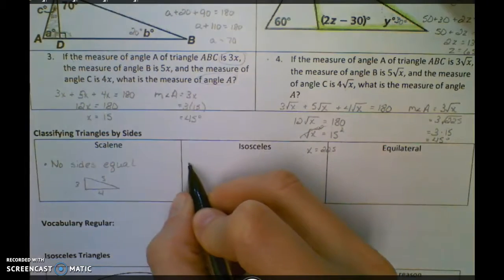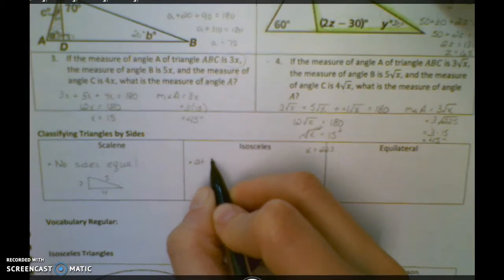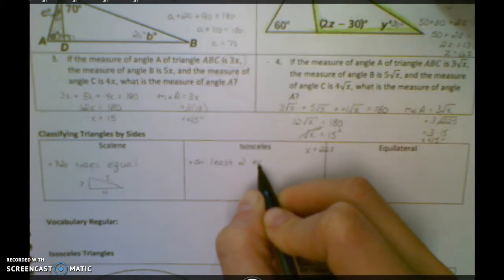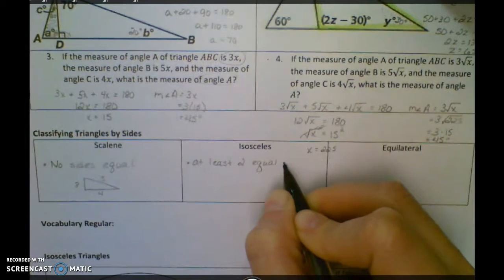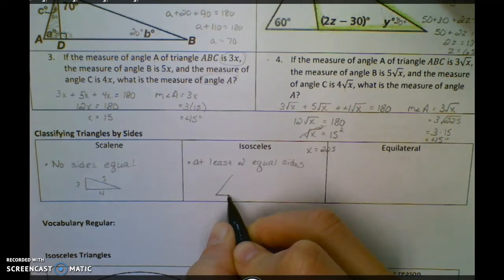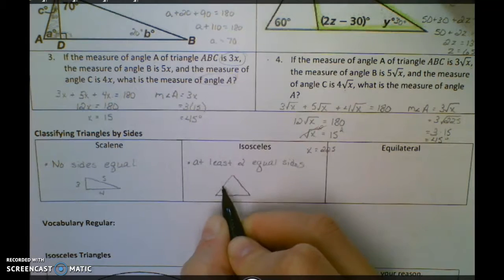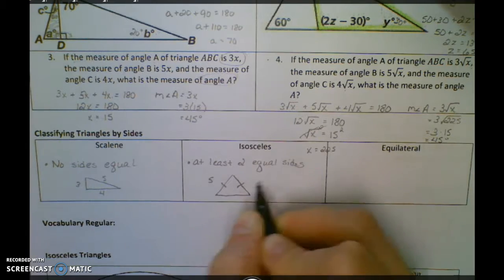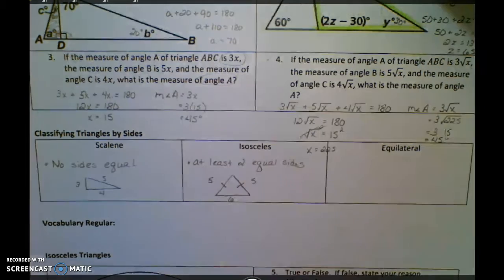An isosceles triangle has at least 2 sides that are equal. So at least 2 equal sides. If you need to pause this to catch up to the writing, do so. But an isosceles triangle could be something like this, where 2 of my sides are the same. Remember, those tick marks mean that they're the same. If this is a 5 and this is a 5, but this is a 6, that's isosceles.